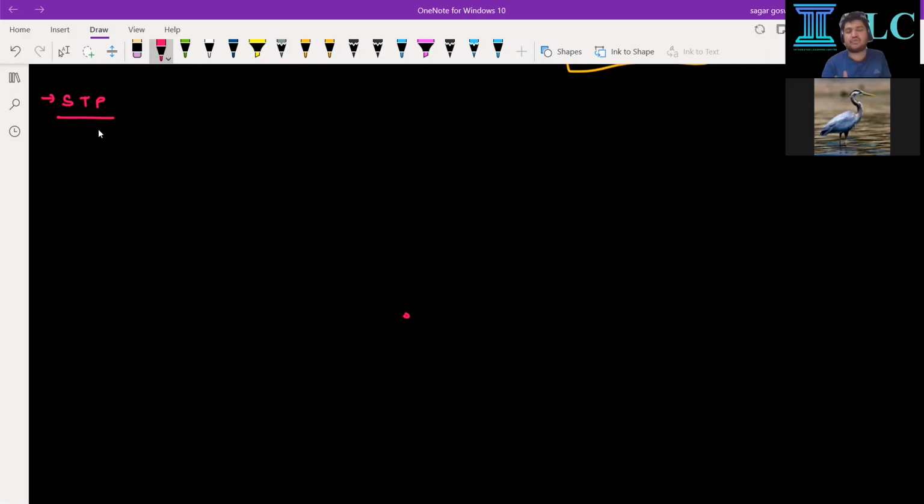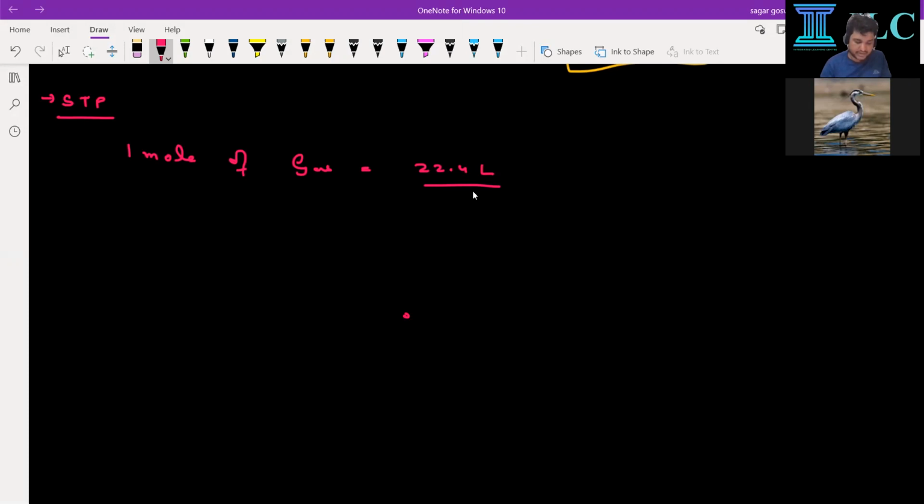Whatever type of gas you have, 1 mole of any kind of gas at STP will occupy 22.4 liters. This is the rule. So what I just said: if you have any kind of gas at STP, how much volume will it occupy? 22.4 liters.